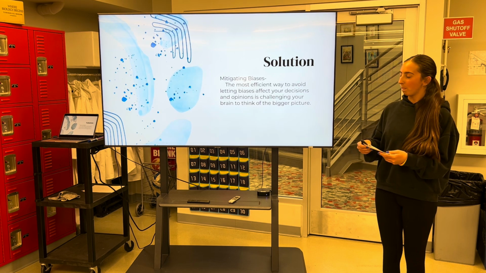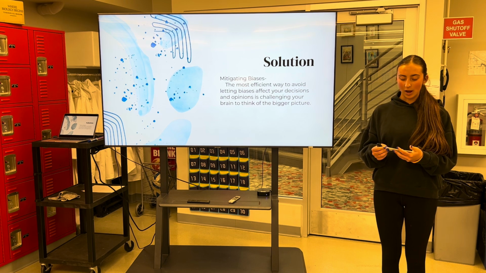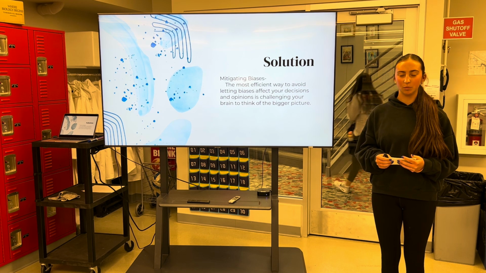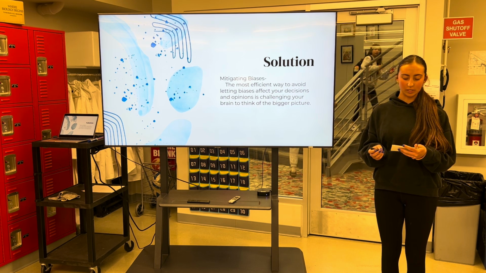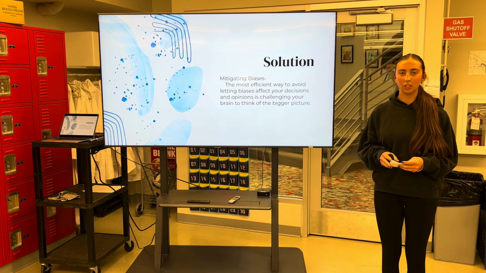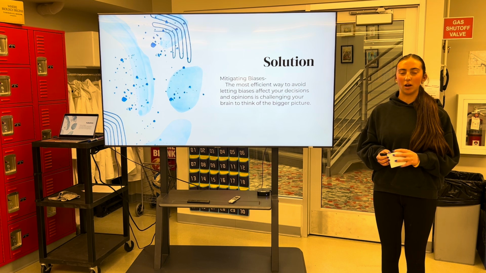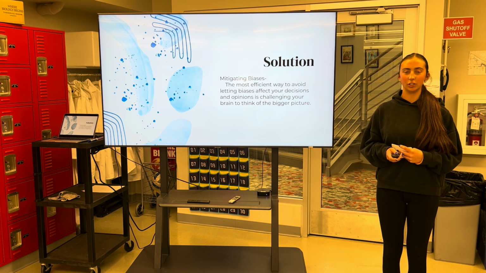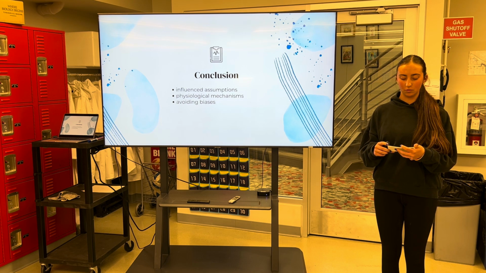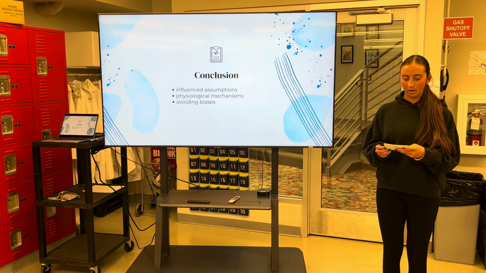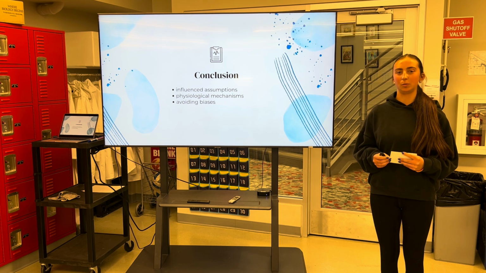My solution was mitigating biases. The most effective way to mitigate a bias is to challenge your brain to think of the bigger picture and to veer away from solely thinking of just your opinions. You can do this by seeking diverse perspectives, encouraging critical thinking and skepticism, and actively looking for different perspectives that challenge your existing beliefs. So in conclusion, biases cause influenced assumptions, and to avoid biases, you can use critical thinking, skepticism, and look for diverse perspectives.